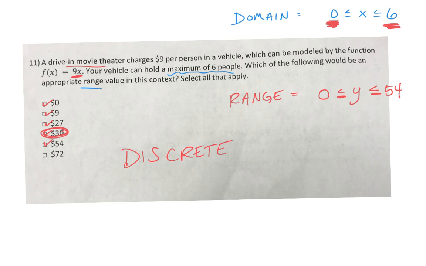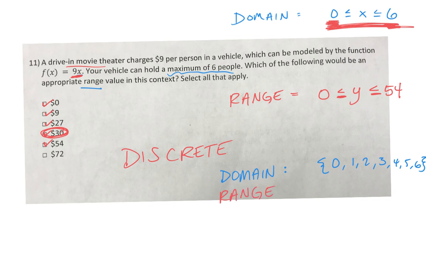My domain isn't all the numbers between 0 and 6, because I can't have half a person. I can't have a quarter of a person. I mean, I guess I could, but I would probably get arrested. So I need to rethink my domain. Because I'm not going to bring half people to the movie theater, I need to write my domain as the set of all x's, where x includes 0, 1, 2, 3, 4, 5, and 6. I've actually got to list those out because we can't bring half people to the theater.